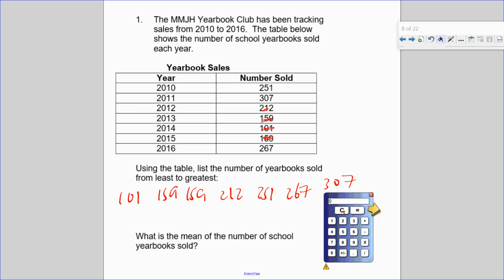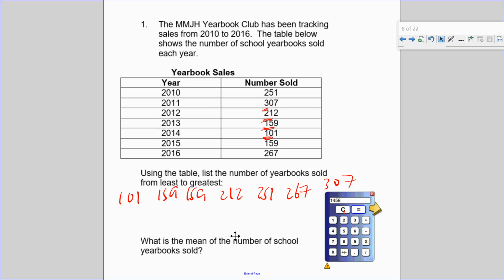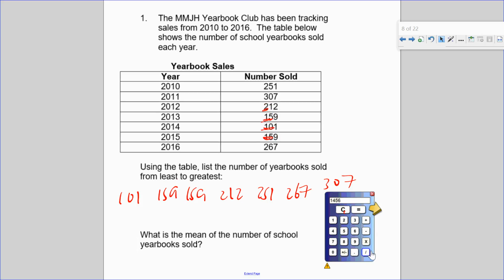I will let you use the calculator for this because in some real life situations, I would not force anybody to add such large numbers. 159 plus 159 plus 212 plus 251 plus 267 plus 307 equals... So I got 1,456. I'm dividing it by 1, 2, 3, 4, 5, 6, 7.